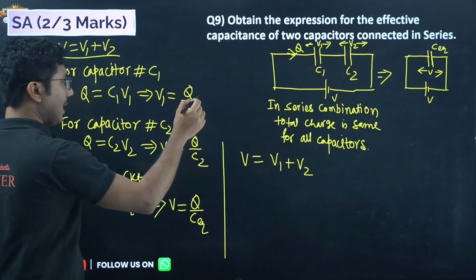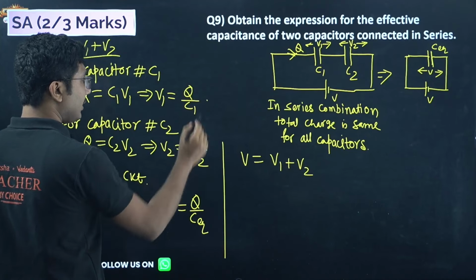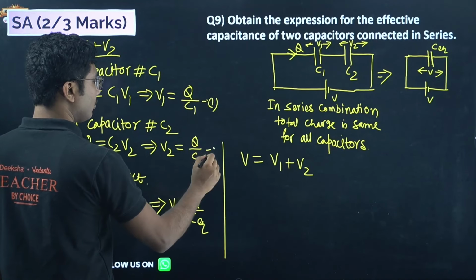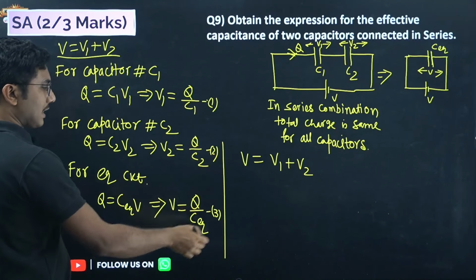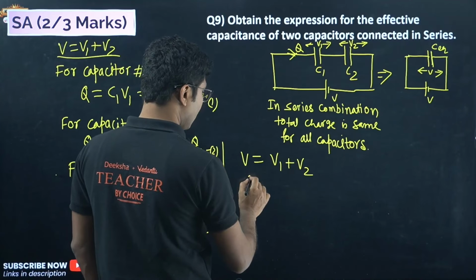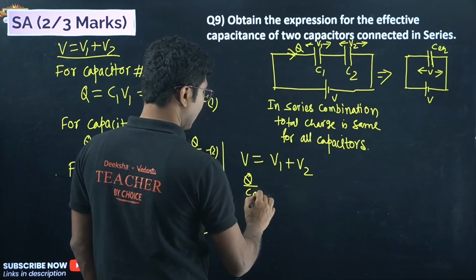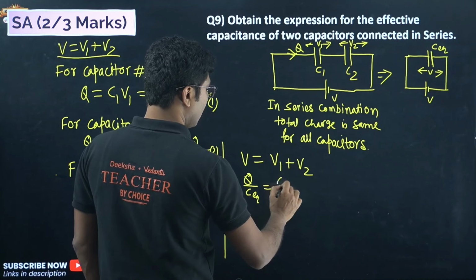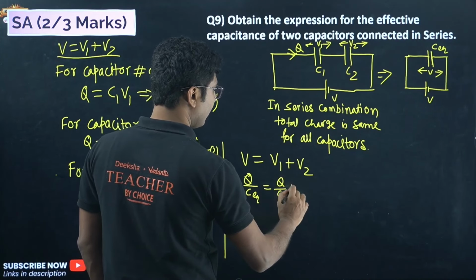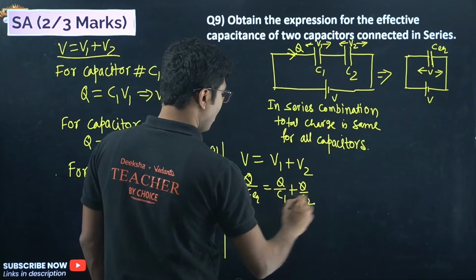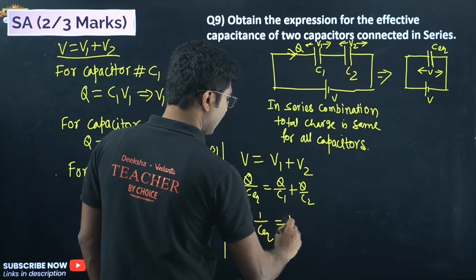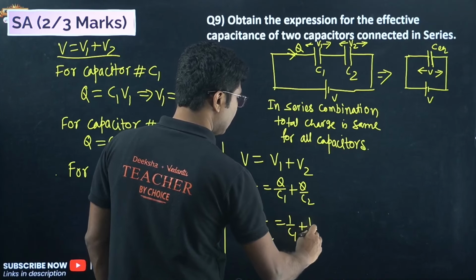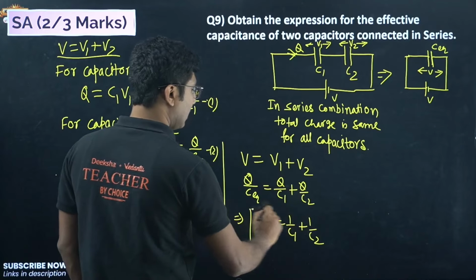Now combining the equation 1, 2 and 3, this is 1, this is 2 and this is 3. What we can say, on our left hand side we have V, so Q by C equivalent equals Q by C1 plus Q by C2, or 1 by C equivalent equals 1 by C1 plus 1 by C2. Okay, this is the answer.